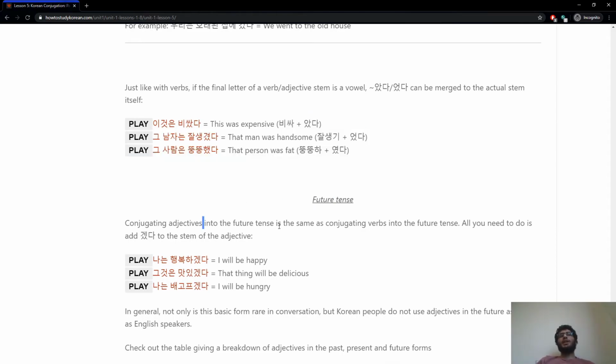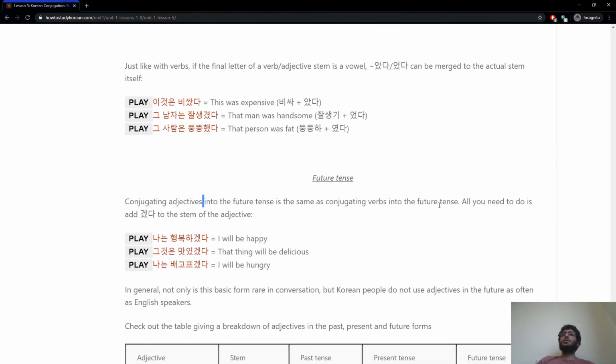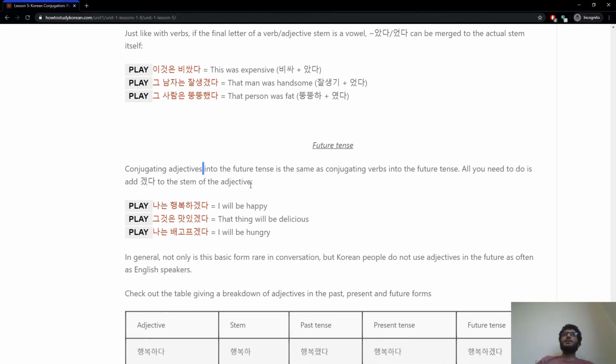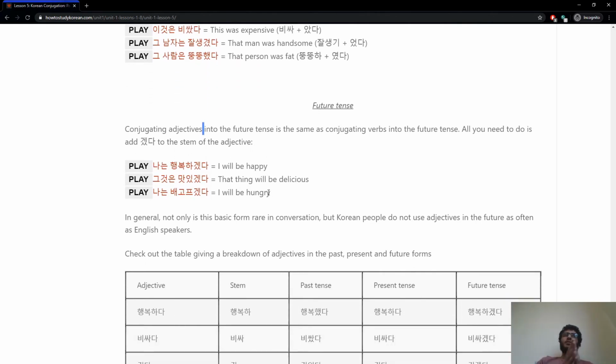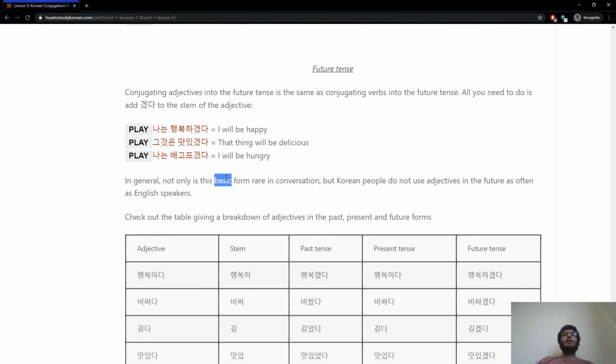Future tense. Conjugating adjectives in the future tense is the same as conjugating verbs into the future tense. All you need to do is add 겠다 to the stem. So exactly the same. Basically, the moral of the story: adjectives and verbs conjugate exactly the same except in present tense. In present tense, adjectives are really easy. You don't do anything. In verbs, you either add 는다 or ㄴ다. And that's it. So 배고프겠다, 맛있겠다, 행복하겠다. In general, not only is this basic form rare in conversation, but Korean people do not use adjectives in the future tense as often as English speakers.